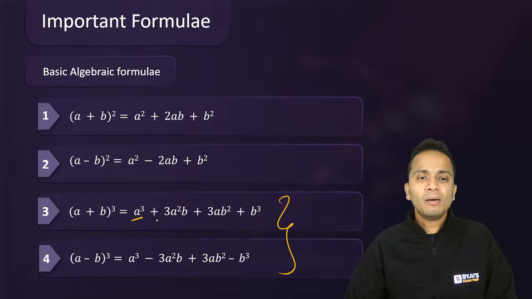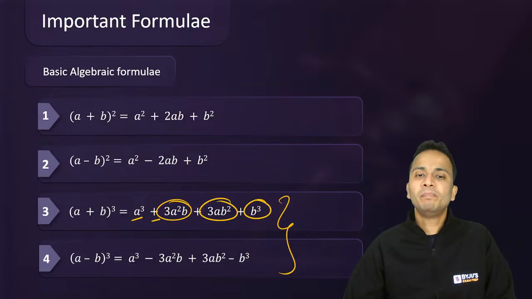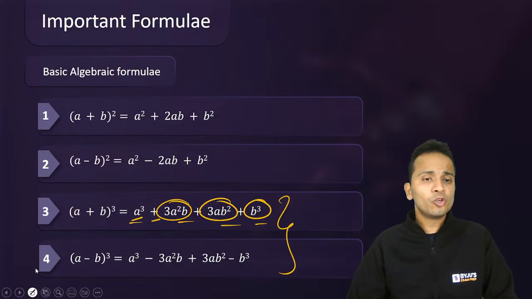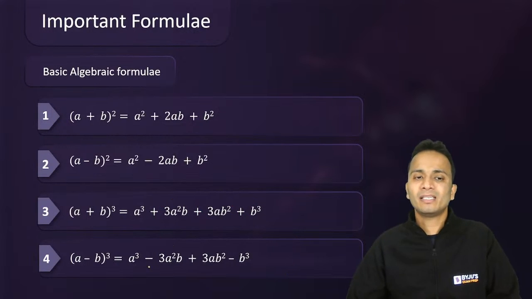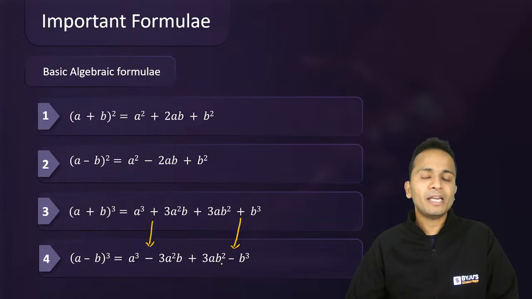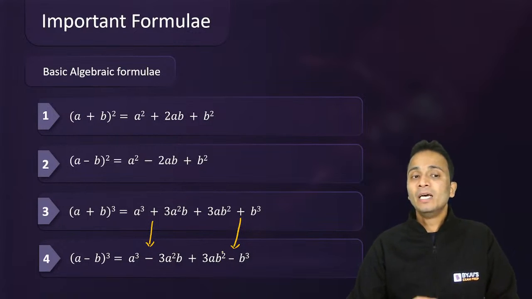So a³ + 3a²b + 3ab² + b³. These are the four terms that will be separated by plus signs. Now in (a−b)³, there will be alternate plus and minus signs. So this plus sign has been changed to negative, and the last plus sign has also been changed to the negative sign. This is (a−b)³, right?